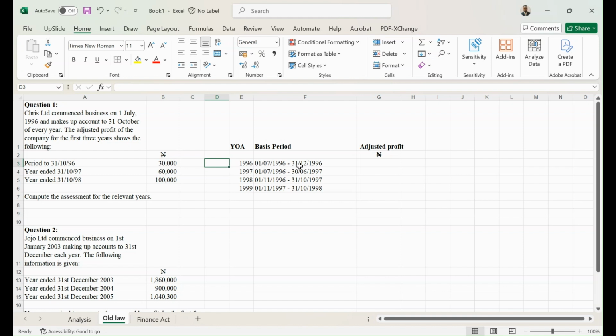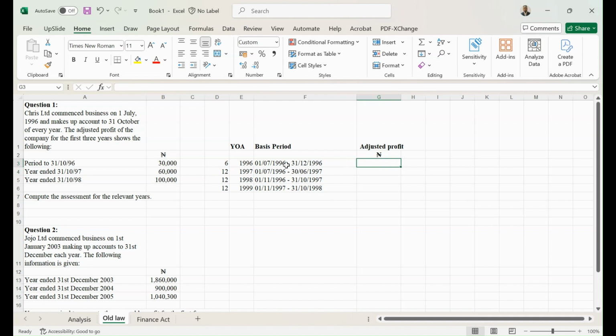Just let's focus. From July to December, that is a 6 month period. So I'm going to put 6 months here. Then, except for the first year, all the others are going to be 12 months periods. So I'm just going to have 12, 12, 12. In some cases, the first year of assessment can also be 12 months, assuming the company starts operation in January. But apart from that, it's going to be 6 months in this case because this company started operation in July. Okay. So now we want to determine the adjusted profit.